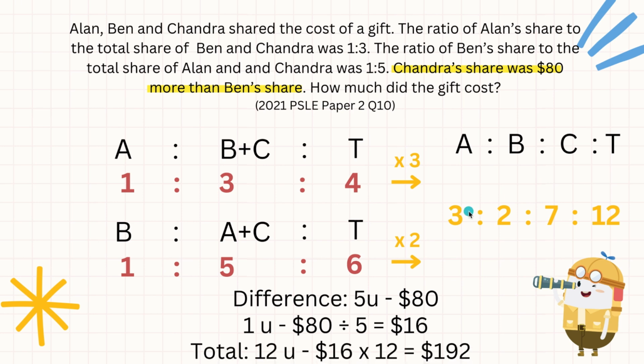And last but not least, the cost of the gift. The cost of the gift is the total amount of money spent. So in this case, we have calculated in both scenarios here. Of course, since we're making total the same, the total is actually 12 units. And 12 times 16, we get a final answer of 192.